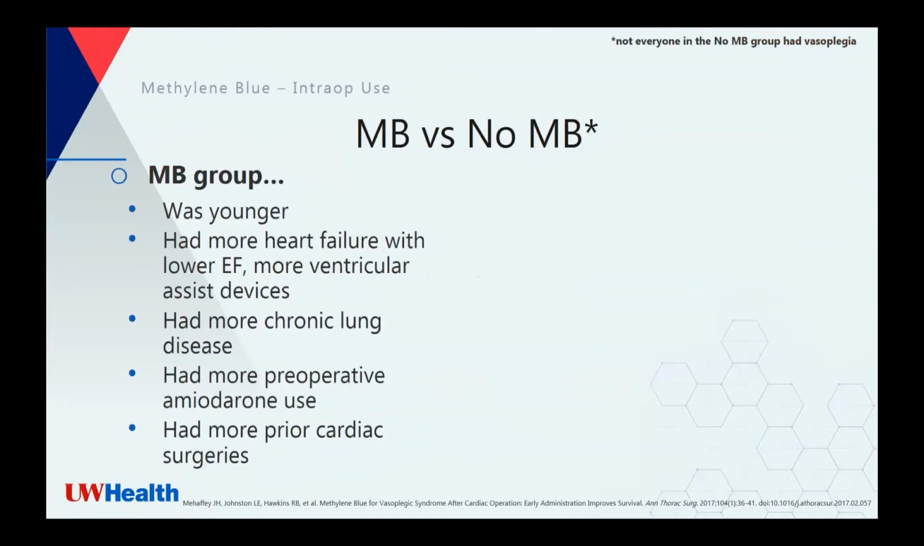So when comparing those who got methylene blue to those who did not, I think it's important to remember that not all patients in the no methylene blue group had vasoplegia. So that makes the analysis not a true control group because those patients weren't as sick. In simple terms, the methylene blue group was a little bit sicker. They were younger, but they had more heart failure with a lower ejection fraction. They had more ventricular assist devices, more chronic lung disease, and more prior cardiac surgeries. And they also had more preoperative amiodarone use. So some suggestion of cardiac instability there.